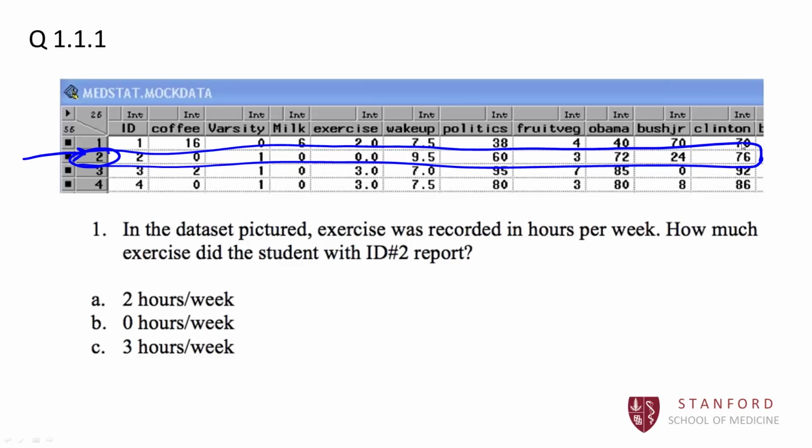And then, of course, the question's asking about exercise. So the exercise variable is right here. And we see that the value for student 2 is 0 hours of exercise per week.